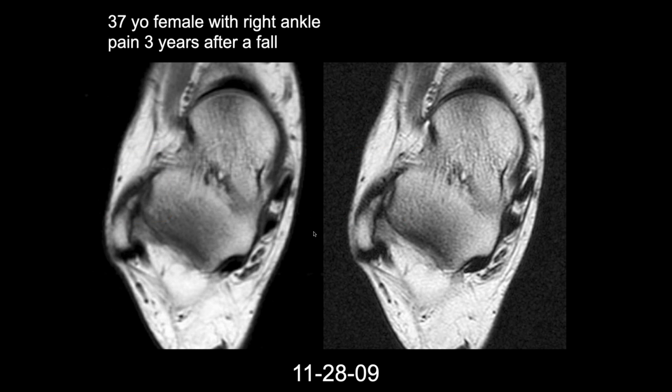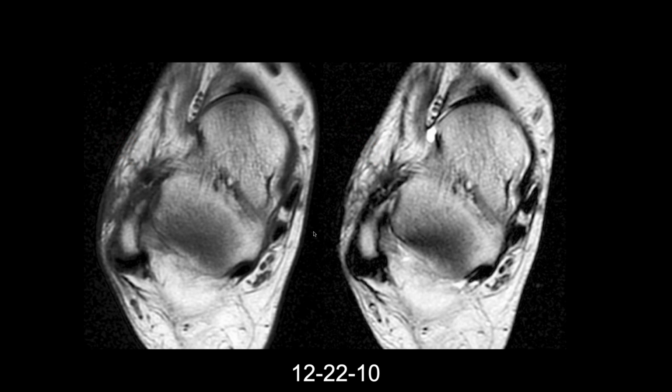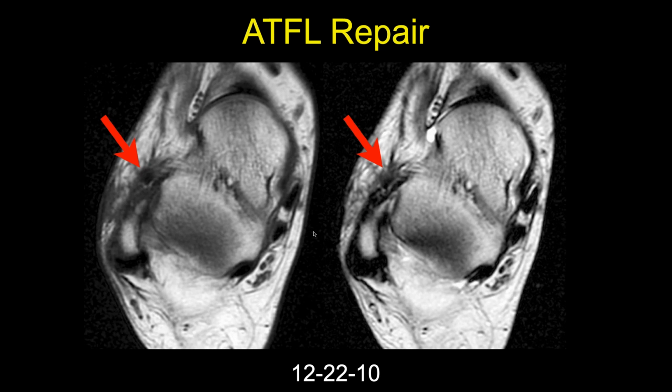The 37-year-old with right ankle pain 3 years after a fall. It does look like there's thickening of the anterior talofibular ligament, so this is compatible with remote injury. This is 11/28/09. This is 12/22/10. So a year later. Okay. So there is some increased, I guess, scar tissue along the anterior fibular ligament. They repaired it. Okay.